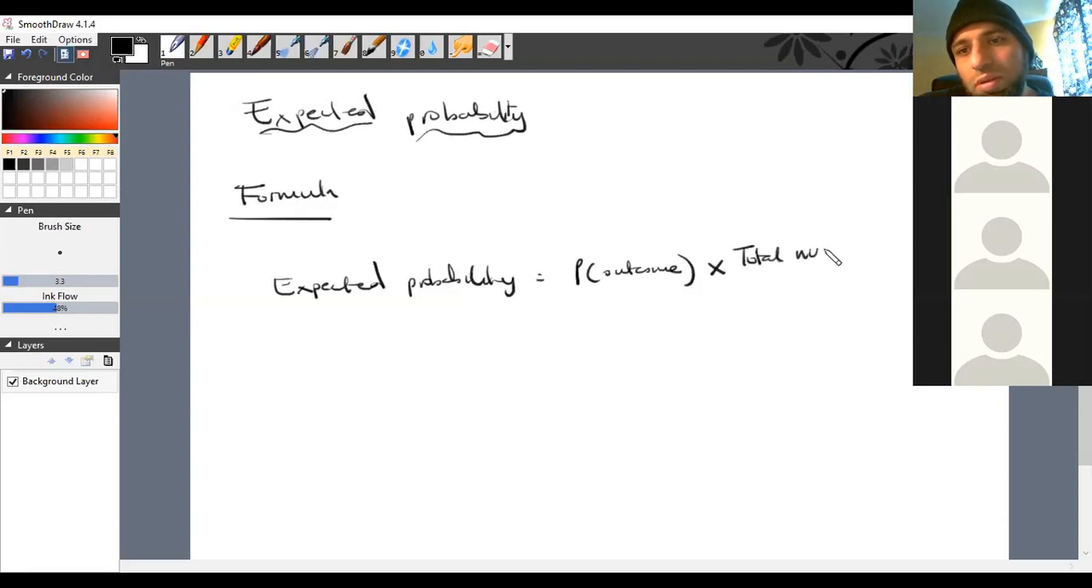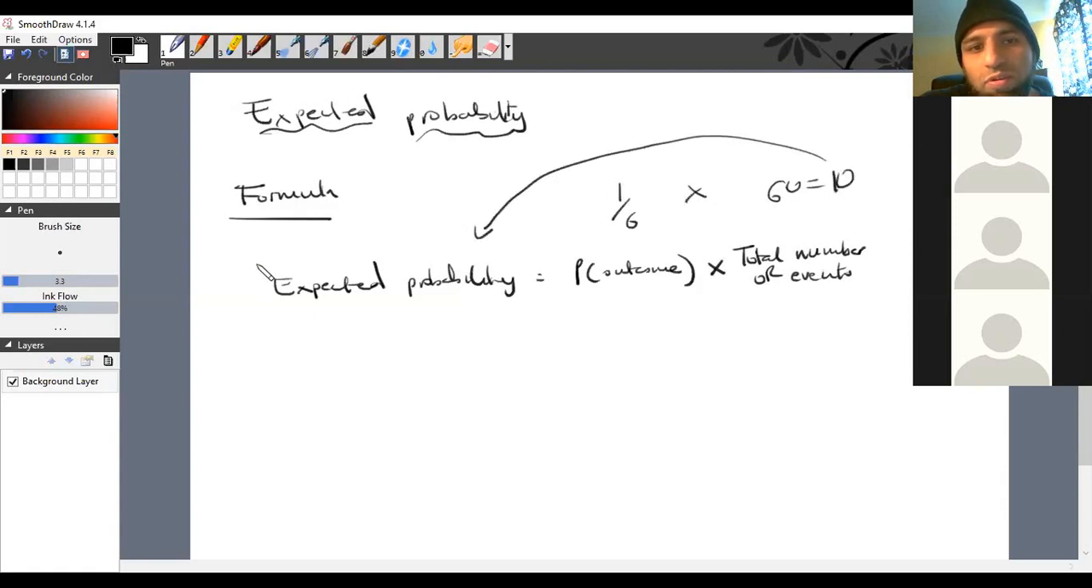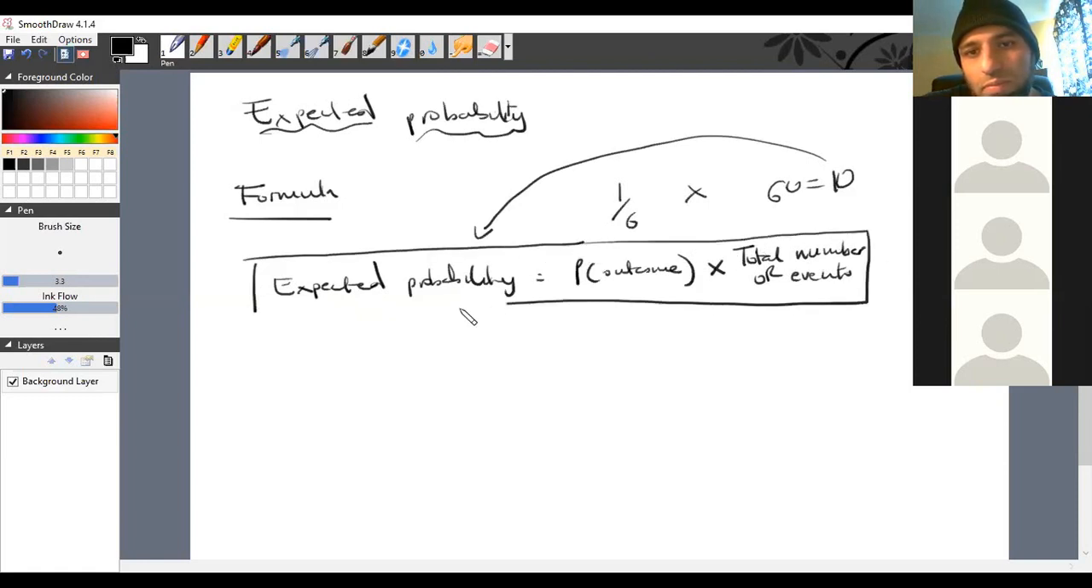The total number of events. So if I throw a dice 60 times, that'll be my total number. If the chance of getting a 6 is 1 out of 6, that'll be my probability. 1 over 6 times 60 equals 10, which will become my expected. All you guys need right now is this formula over here. Okay, so once you get that down, we'll move on.